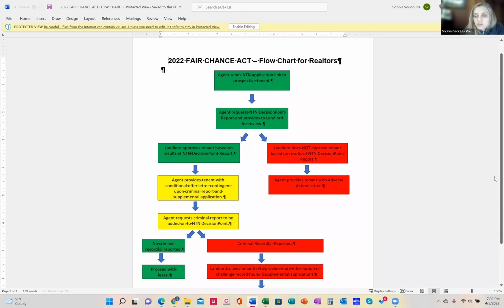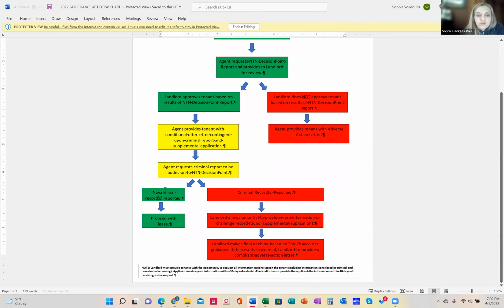After they do the criminal check, again, if there's no criminal record found, great. Then you proceed to the lease. You fill out that lease that I just showed you. If there is a criminal record reported, now the landlord must, under the new law in New Jersey, allow the tenant to provide additional information, to give an explanation. What happened? What is that? The tenant is allowed to supply additional information, which is considered supplemental to the application now. And then the landlord makes the final decision based on the Fair Chance Act guidance.